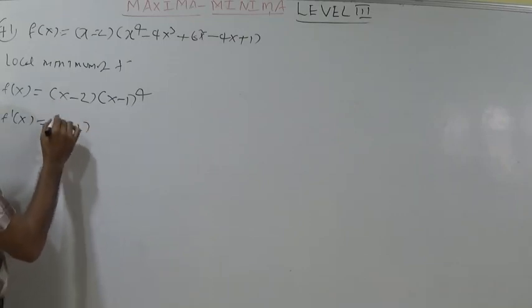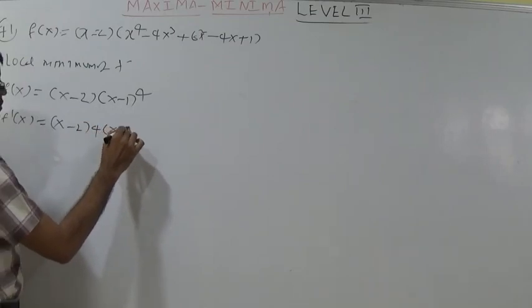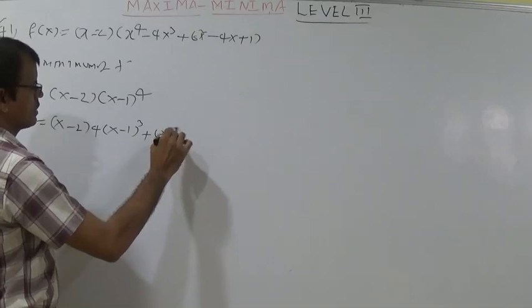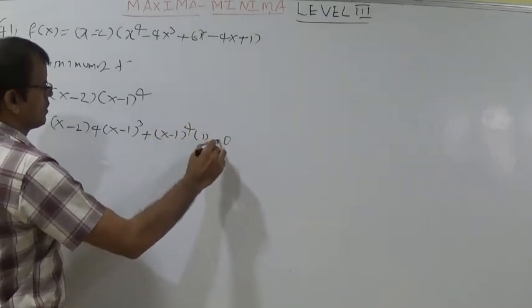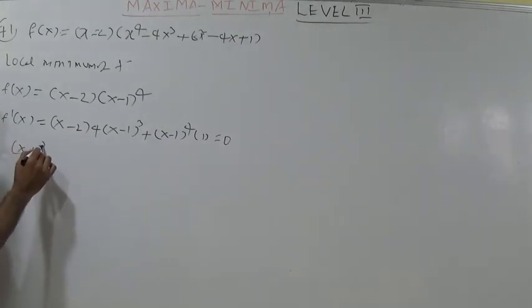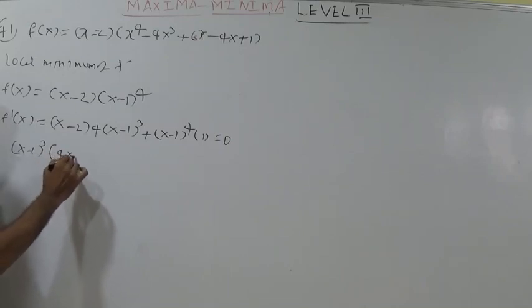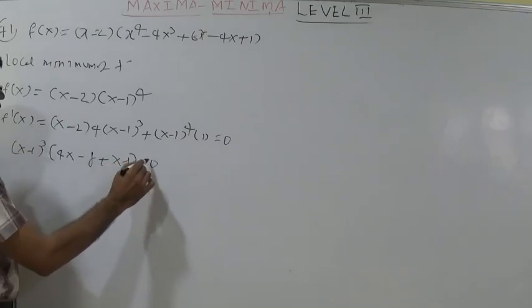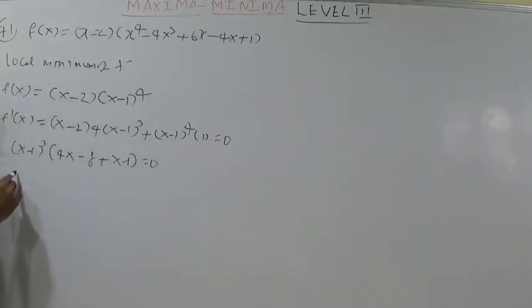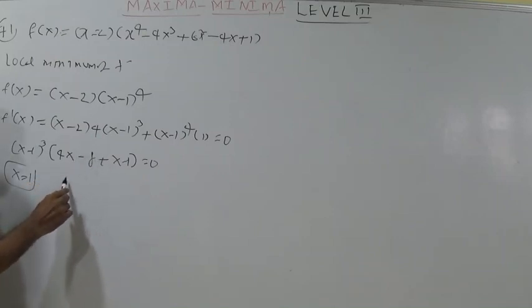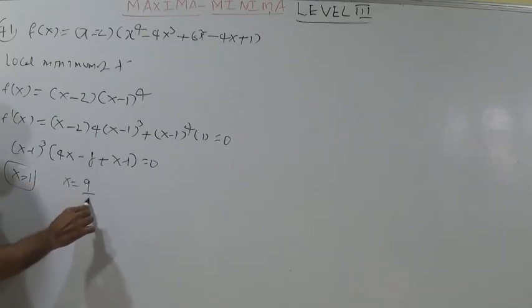To find whether the function f of x has a minimum or maximum, we take the derivative and set the first derivative to 0: 4 into x minus 2 times x minus 1 whole cube, plus x minus 1 whole power 4 into 1, equal to 0. Take x minus 1 whole cube common. You can write 4x minus 8 plus x minus 1 equal to 0. So x is equal to 1 is one case, and 5x is equal to 9, so x is equal to 9 by 5 is the other case.